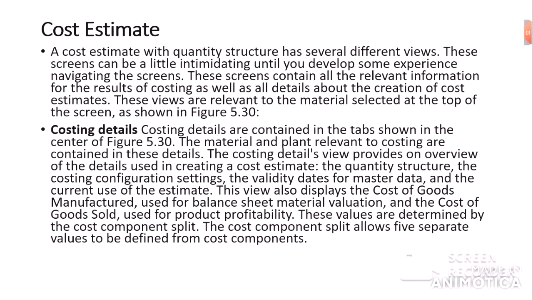The material and plant relevant to costing are contained in these details. The costing details view provides an overview of the details used in creating a cost estimate: the quantity structure, the costing configuration settings, the validity dates for master data, and the current use of the estimate. This view also displays the cost of goods manufactured, used for balance sheet material valuation, and the cost of goods sold, used for product profitability. These values are determined by the cost component split. The cost component split allows five separate values to be defined from cost components.